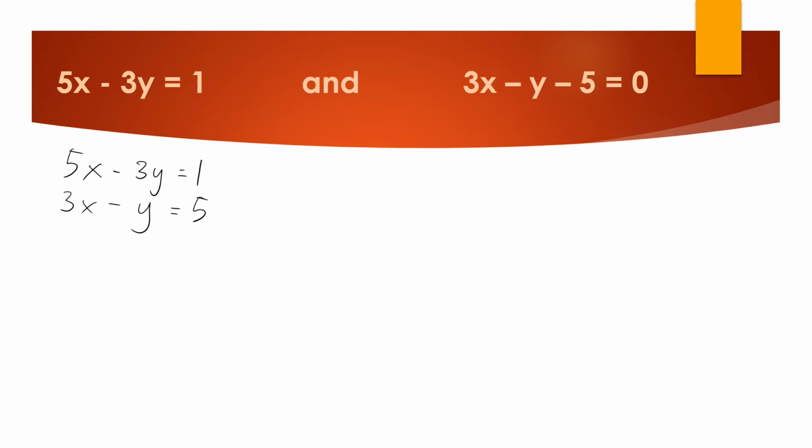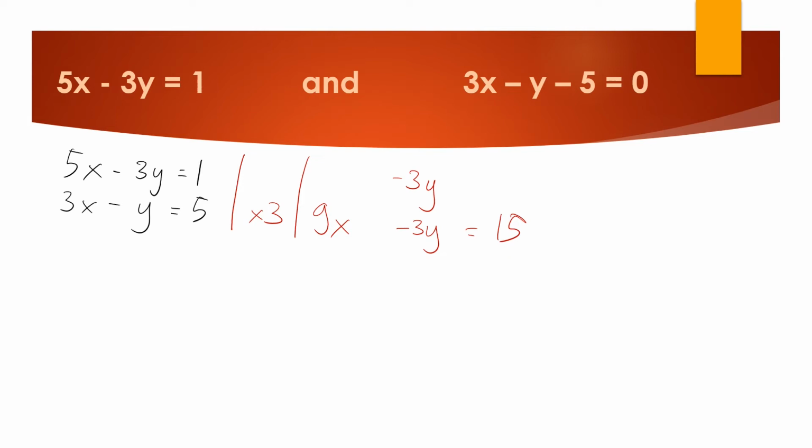Let me write with the other color. So I want to change the 3y, still in 3y, but the other y, I want to change it into 3. So I need to multiply the 1y here times 3. So 3x times 3, 9x. And 5 times 3, 15.